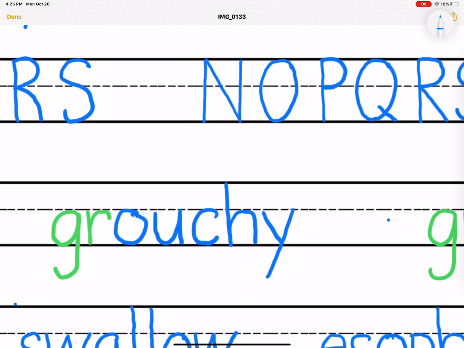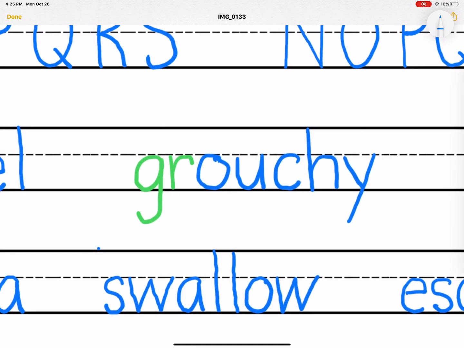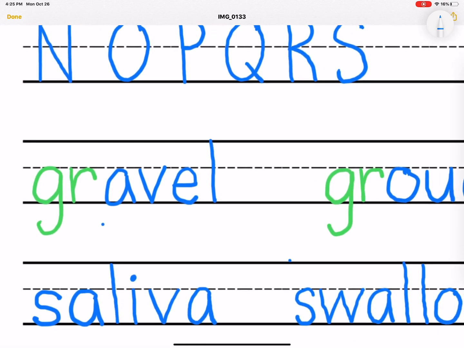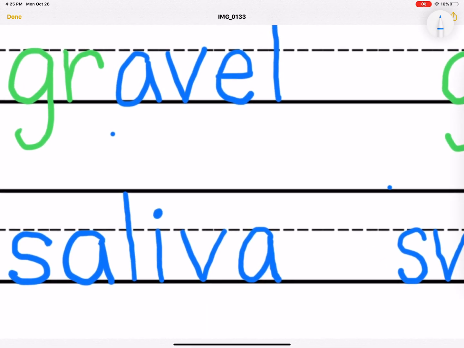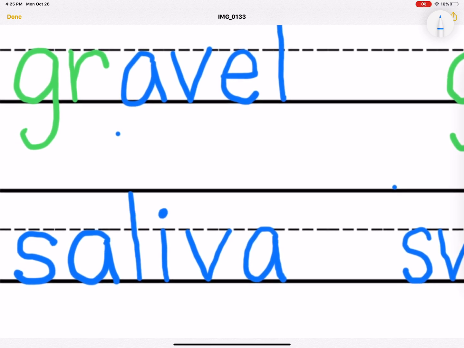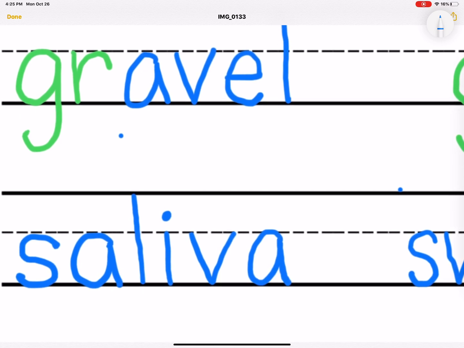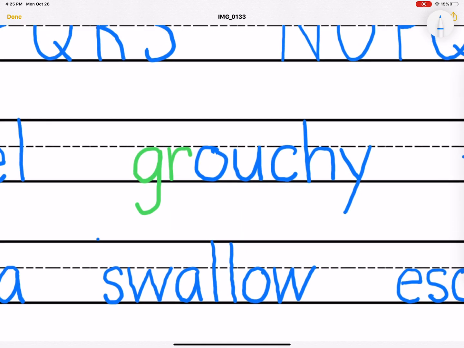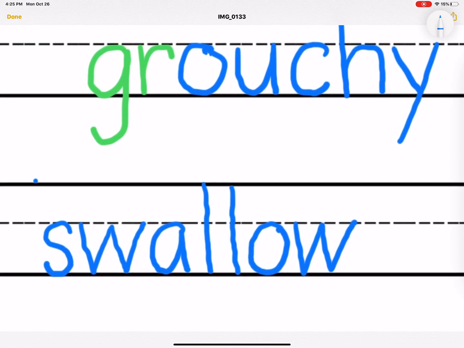Gravel, grouchy, and greasy. Finally, we get to some words related to the digestive system that you didn't get a chance to write earlier. The first one is saliva. Saliva, and the common word we use is spit. But the more proper scientific word is saliva, and that allows you to wet your food. When you chew up your food into small pieces, the saliva gets it wet and makes it soft and much easier to swallow. And swallow is the next word.